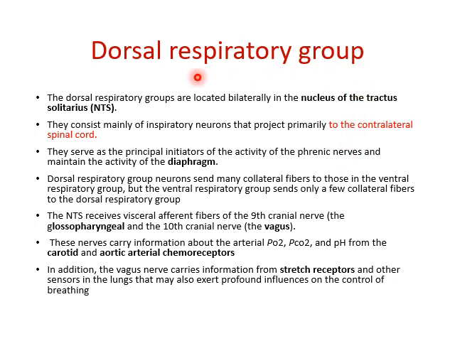Now, this slide here shows you some more description. It goes into some more detail. The dorsal respiratory group is located bilaterally in the nucleus of the tractus solitarius. This is an area in the brain stem. It is a very important area. Whether you want to know it at this point or not, I really don't think you should, just keep it in mind, because you will learn exactly the anatomical position of this area once you go to neuroscience. And they are the principal initiator of the activity of the phrenic nerve.